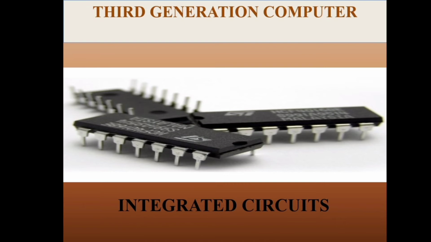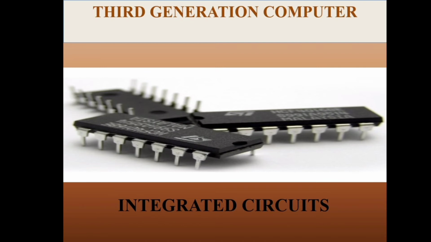Like in second generation, they were using all the transistors separately, but in third generation they put all the transistors on ICs, on integrated circuits, right? So this technology they used in third generation. Because of that, they were faster and more efficient than second generation computers. The users communicated with the computers using keyboards and monitors. Yes, in third generation we had keyboards and monitors as well.